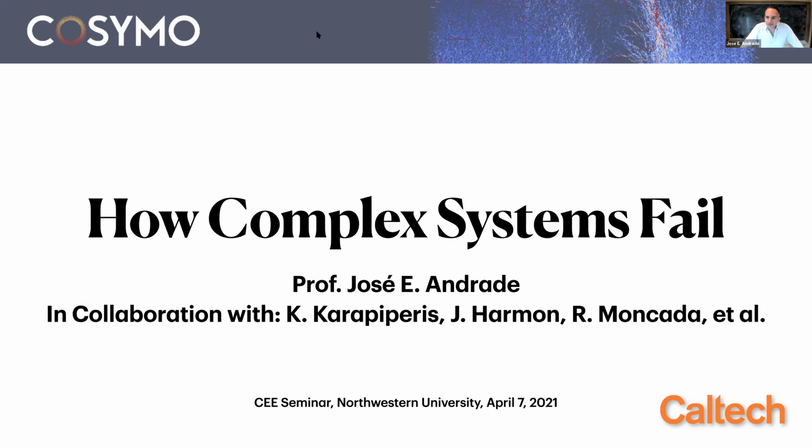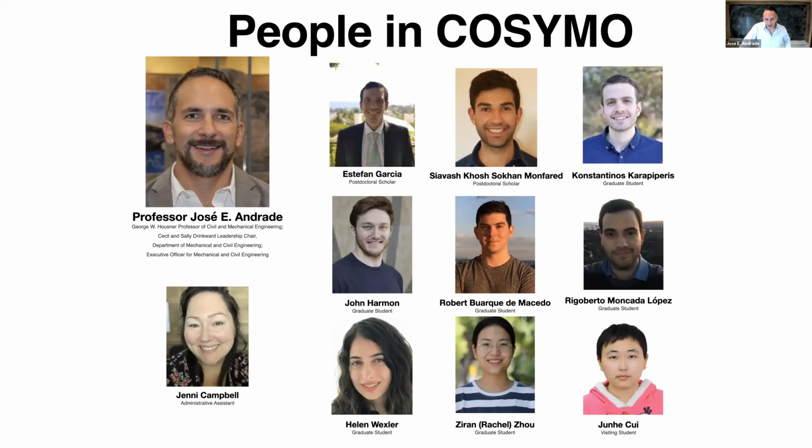I want to acknowledge also many of our collaborators, and I'm going to do that along the way, but in particular, three PhD students: my former PhD student, Kostas Karapiperis, who's now at ETH Zurich. He did a lot of the data-driven work that I'm going to be showing you. John Harmon is a current PhD student in my group. The breakage work that I'm going to show you is partly done by John Harmon. And then a lot of the work of Rigoberto Moncada on sea ice modeling. Let us get started.